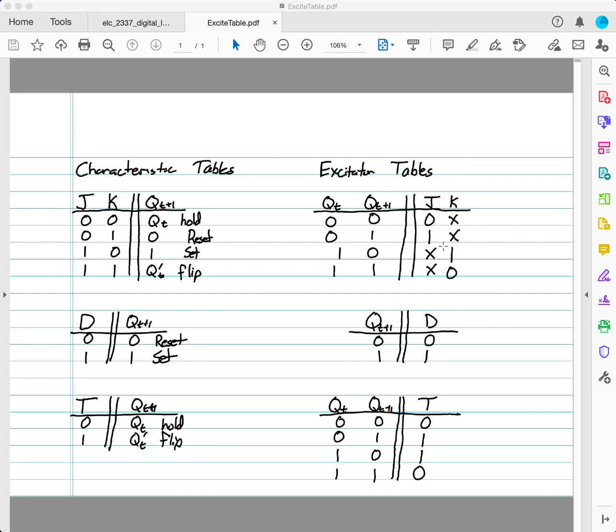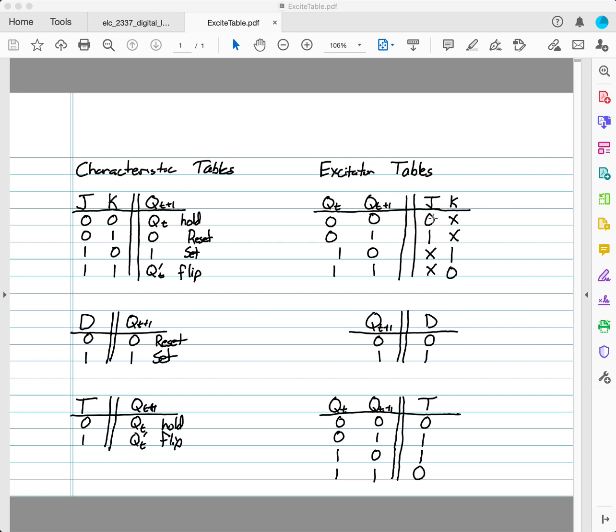The number of rows in the excitation table depends on whether you're looking at just the next state or you have to look at both. For T, you have to look at both. So you're going to end up with four. I have the options of either hold or flip, and so there won't be any X's in here, but you'll notice the pattern, right?